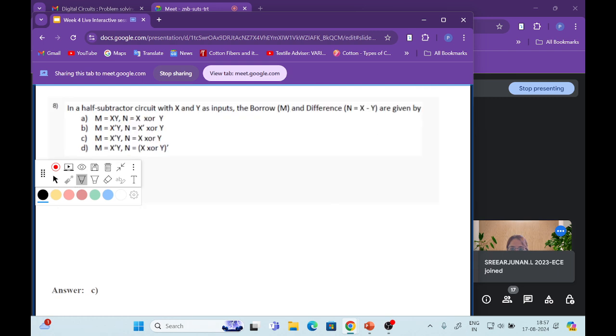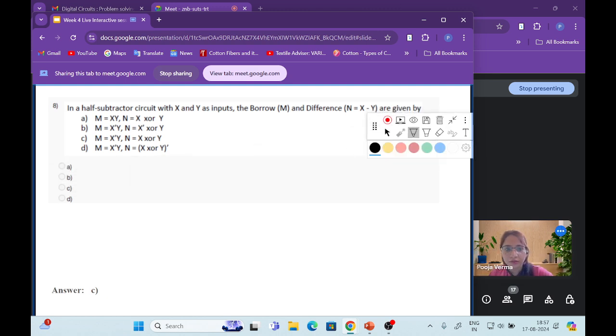Okay, so I hope all of you are getting it. Moving to the next question. In a half subtractor circuit with X and Y as input, the borrow is represented by M and the difference is represented by N, given by. So let's see what a half subtractor circuit is. We already know it is the same as the half adder.